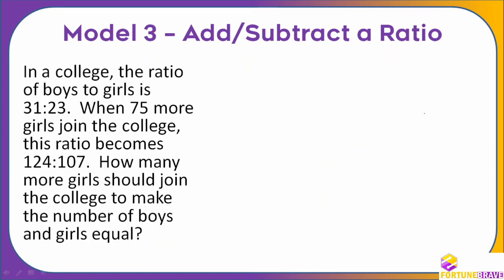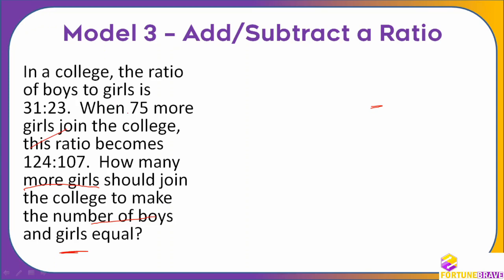Next. In a college, the ratio of boys to girls is 31 is to 23. When 75 more girls join the college, this ratio becomes 124 is to 107. How many more girls should join the college to make the number of boys and girls equal? So a little bit more here. How many more girls should join to make the number of boys and girls equal? So we have to make the ratio equal.